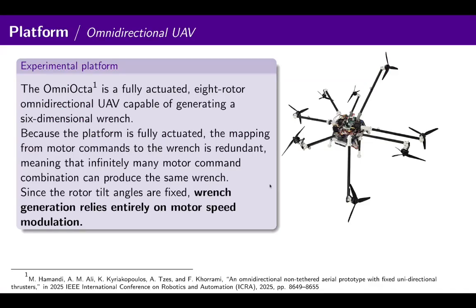Our experimental platform is the OmniOcta, a fully actuated 8-rotor omnidirectional UAV, capable of generating a 6-dimensional wrench. Since the platform is fully actuated, the mapping from motor commands to the wrench is redundant, meaning that infinitely many motor command combinations can produce the same wrench. And, since the rotor tilt angles are fixed, the wrench generation relies entirely on motor speed modulation.